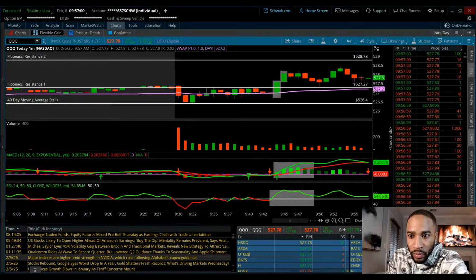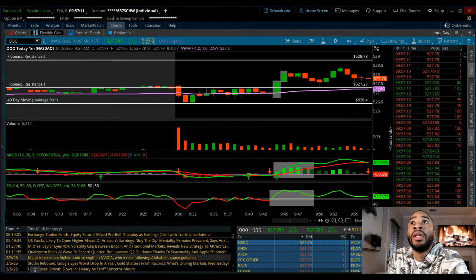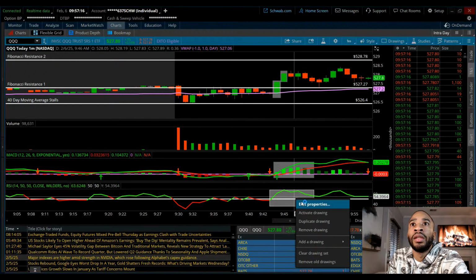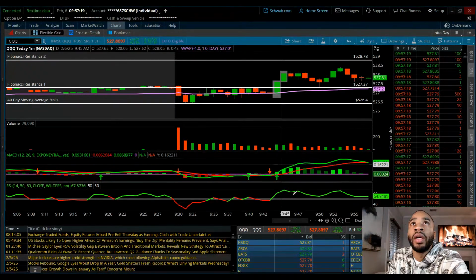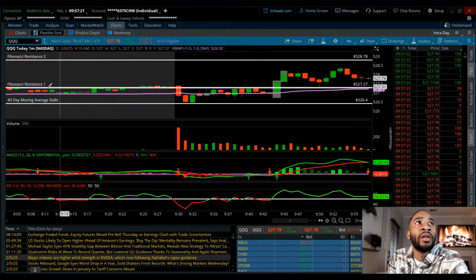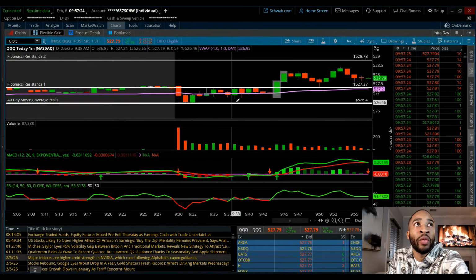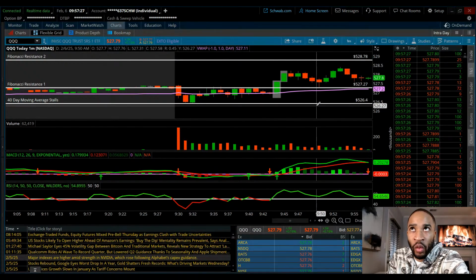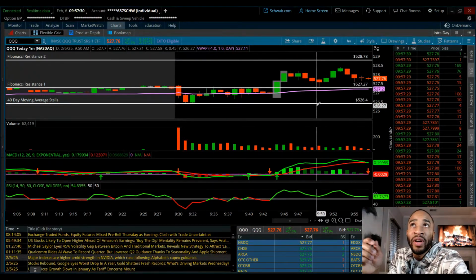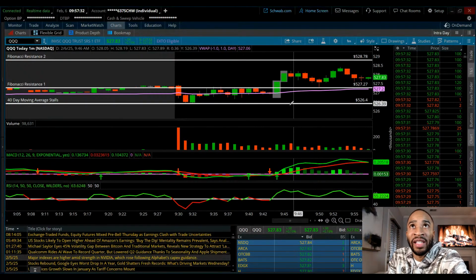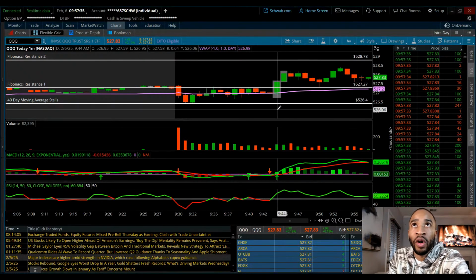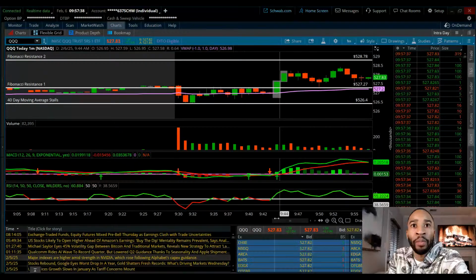Order filled. Come on, bounce. Come on, bounce. It's not bouncing. Come on. And we're still above the Fibonacci resistance level number 1, and we're currently above the 40-day moving average as well. So that's still a good sign for us to continue to move higher. But we need them buyers to step in how they stepped in at 9:44 through 9:45 a.m. We need those buyers to step in for us.